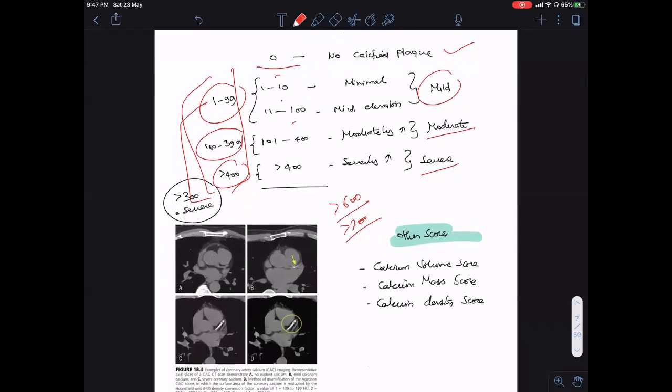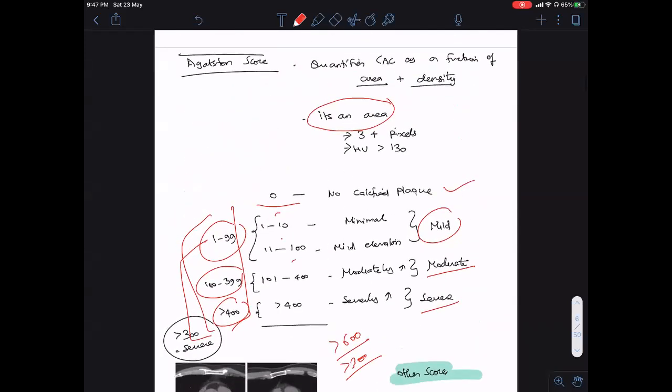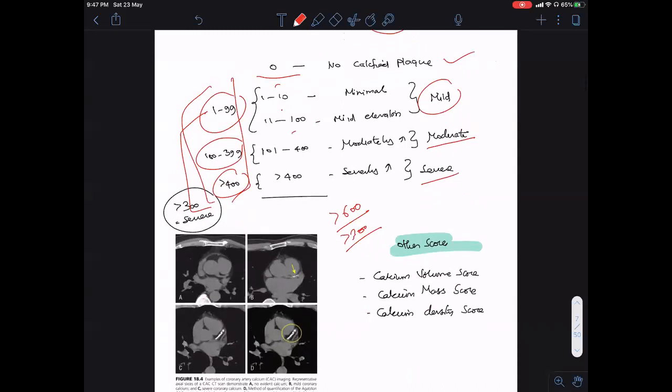So there are a lot of other scores. As I said, CAC is nothing but a product of the total area of calcium and the total density of calcium as measured by the Hounsfield unit, which is more than 130. So it can be looked at in the way of volume. So it could be a calcium volume, mass, density score. These scores are not being used.